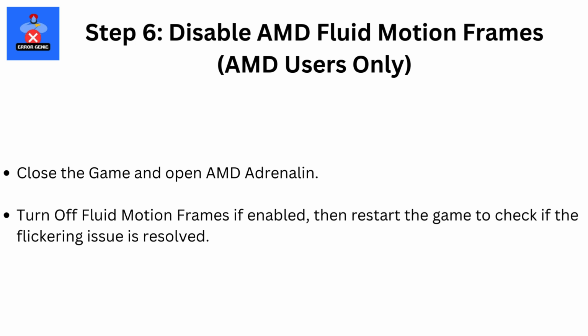Step 6. Disable AMD Fluid Motion Frames, AMD users only. Close the game and open AMD Adrenalin. Turn off Fluid Motion Frames if enabled, then restart the game to check if the flickering issue is resolved.